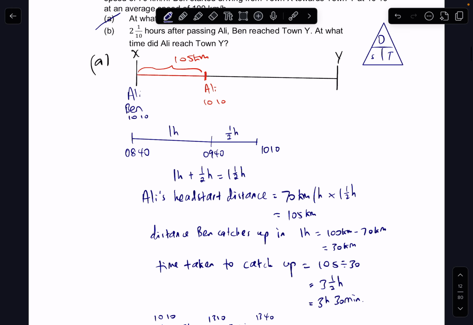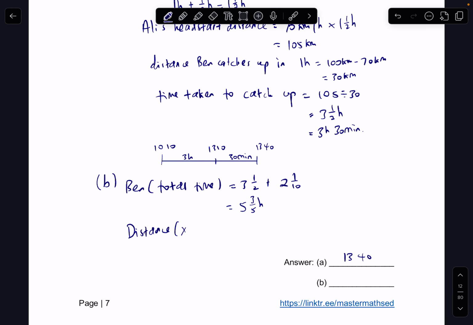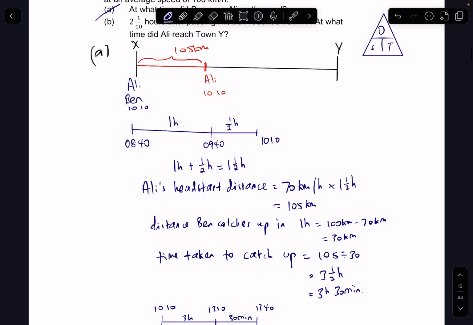What are the two towns? X to Y. That would be speed times time. Ben's speed is 100 km per hour times 5 wholes and 3/5 hours. So we do multiplication. You're going to get 560 kilometers. 560 kilometers. Alright, and then let's try and answer the question.